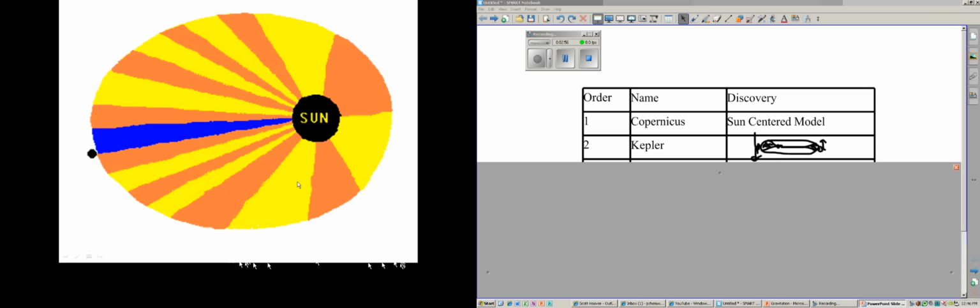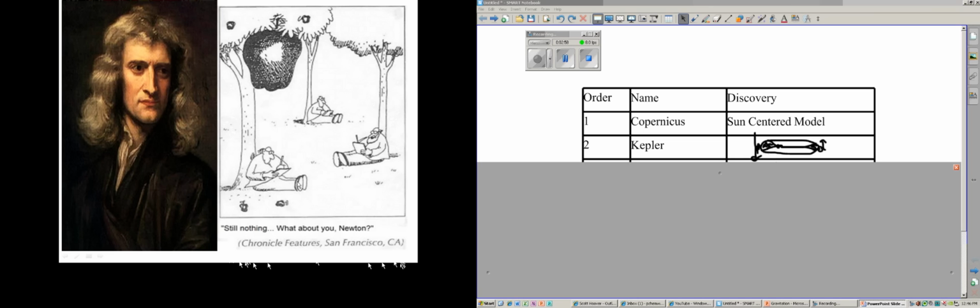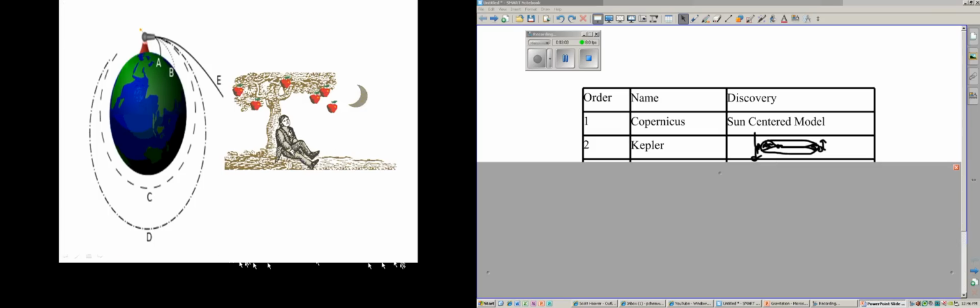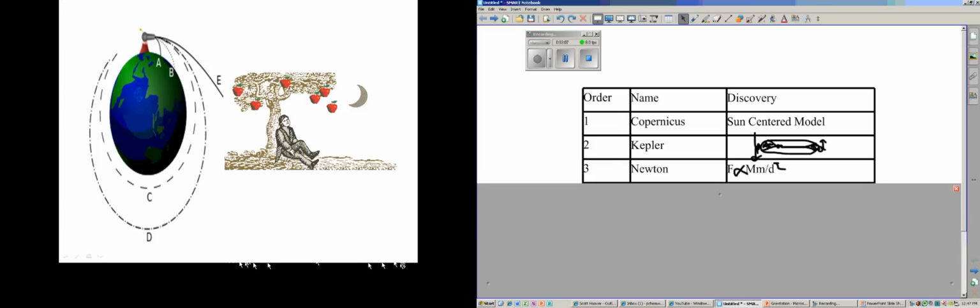Here's another version of the same thing. Newton comes on the scene in number 3, and what Newton's able to do through his thought experiments is come up with an idea that both the apple and the moon are falling toward the Earth.